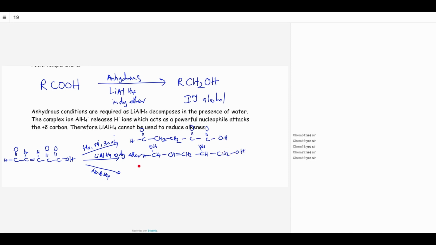And sodium borohydride, only the aldehyde and the ketone are reduced. Nothing happens to the carboxylic end, because sodium borohydride is a selective reducing agent. Nothing happens to the carbon-carbon double bond. Nothing happens to the carbonyl group of the carboxylic acid. Only aldehydes and ketones can be reduced. Clear?